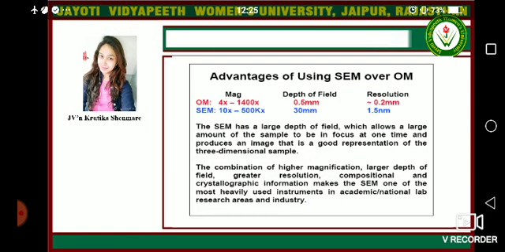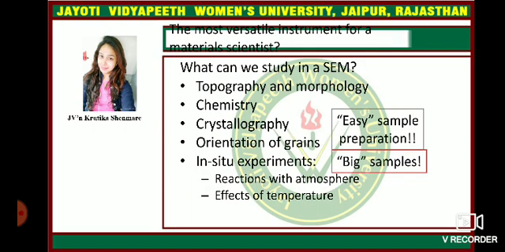So what are the advantages of using SEM over optical microscope? The SEM has a large depth of field, which allows a large amount of the sample to be in focus at one time and produces an image that is a good representation of the three-dimensional sample. The combination of higher magnification, larger depth of field, greater resolution, compositional and crystallographic information makes the SEM one of the most heavily used instruments in academic or national lab research areas and industry.